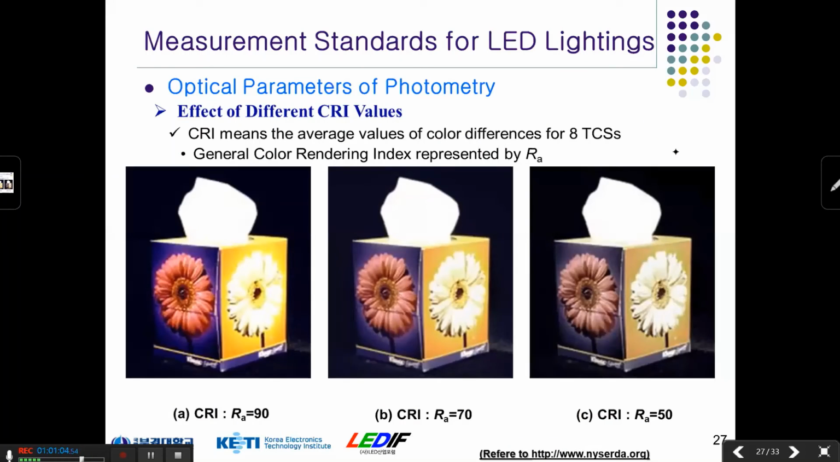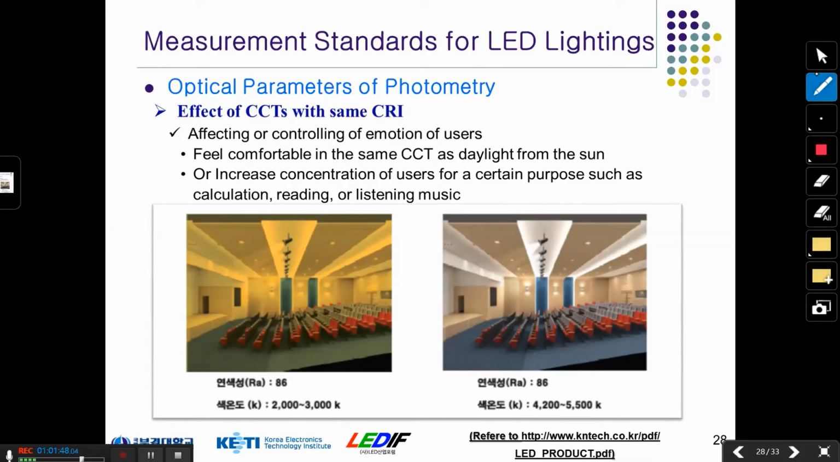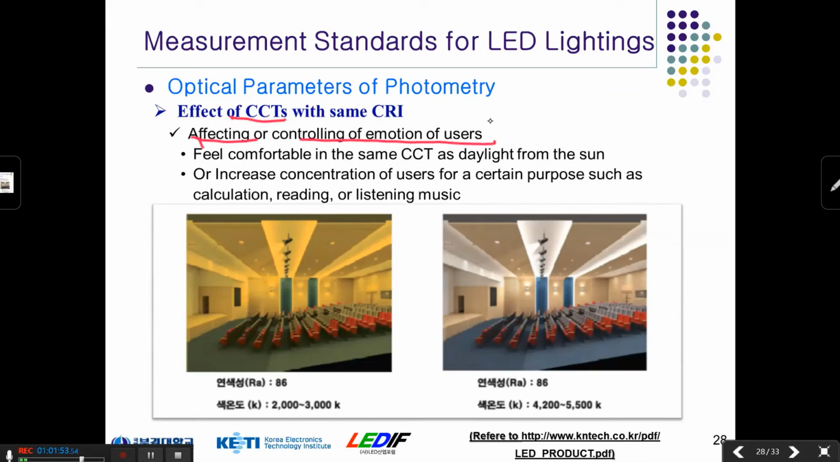This slide shows the effect of different CRI values. The higher the CRI values, the clearer the colors under the light sources. This slide shows the effect of CCTs affecting or controlling the emotion of users. The left is the CCT of warm white, and the right is the cool white.